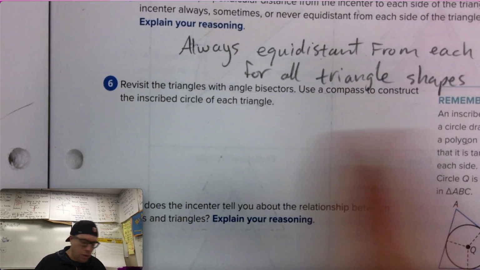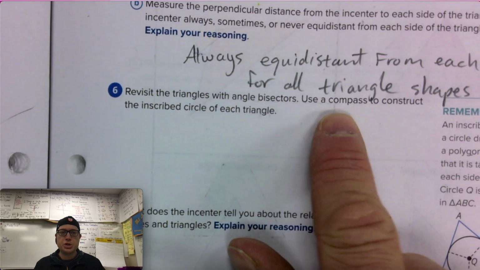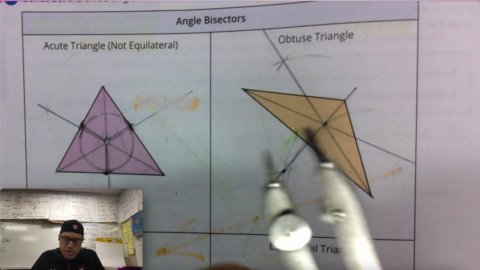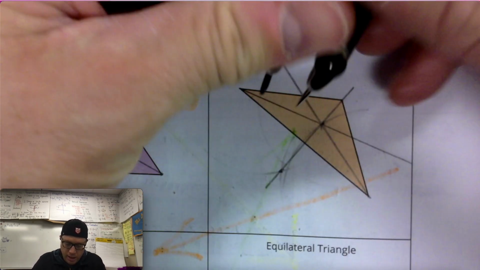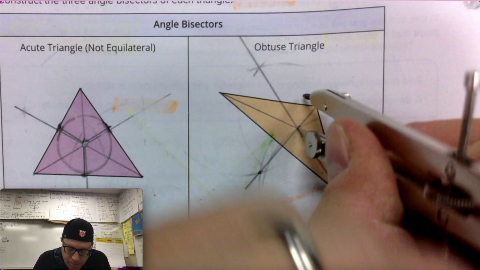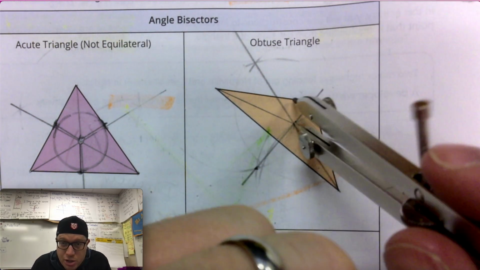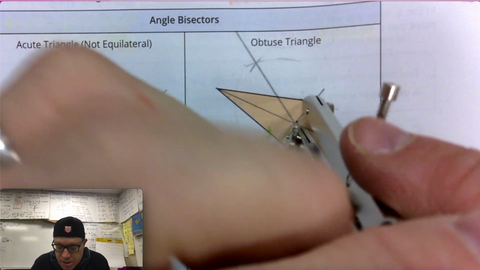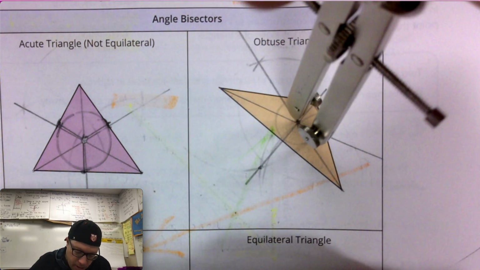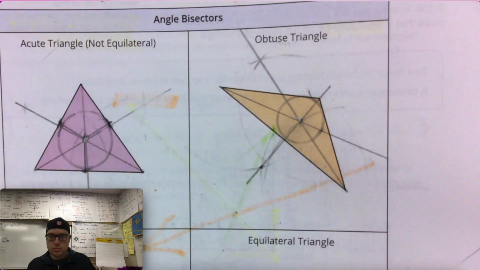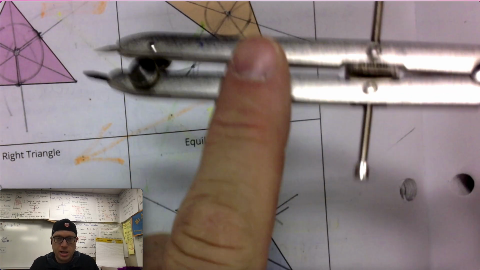Okay, revisit the triangles with angle bisectors. Use a compass to construct the inscribed circle of each triangle, which is literally what I did up here for this one. I'm going to use my compass to do that for the other ones. Carefully spacing the compass out, eyeballing the perpendicular distance, make the compass touch the side of the triangle. If it overlaps, make the compass a little bit smaller. It might help to have this paper torn out of your book, and then you can use the school compasses better, or buy one of these kind.